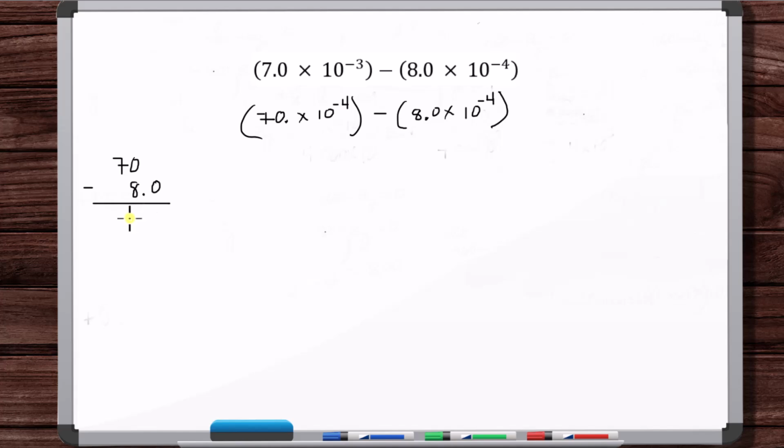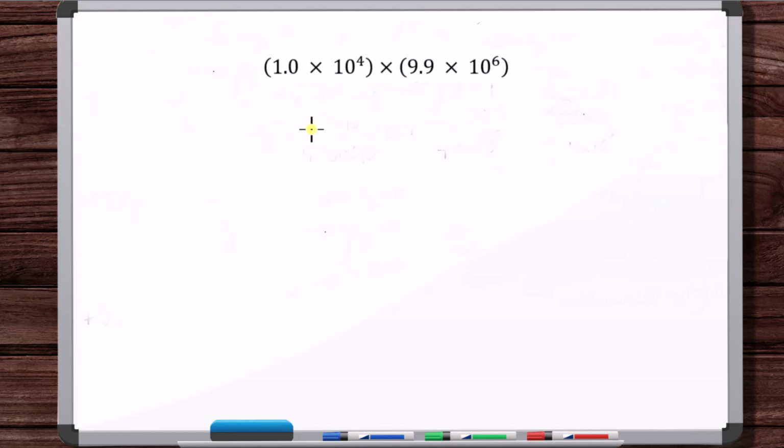I know this is 62, but we can't keep this decimal, this trailing 0. We have to just write it this way, because this doesn't have a trailing 0. So we've got 62 times 10 to the minus 4, because the minus 4 doesn't change. Now this we need to rewrite because this is not scientific notation, we've got 6.2, we've got two significant figures, times 10 to the minus 3.